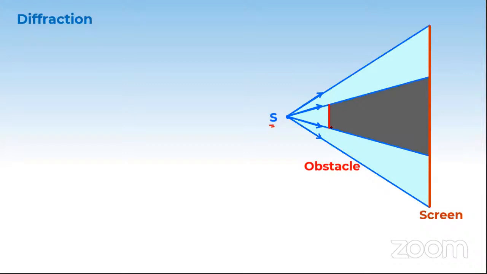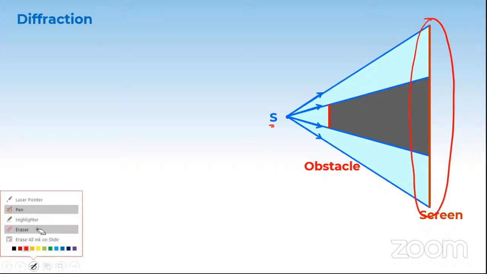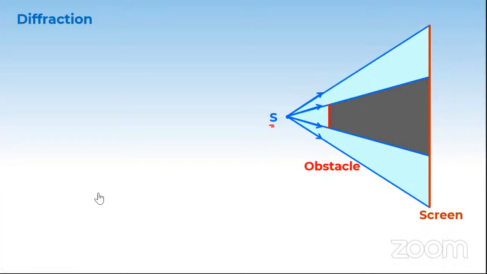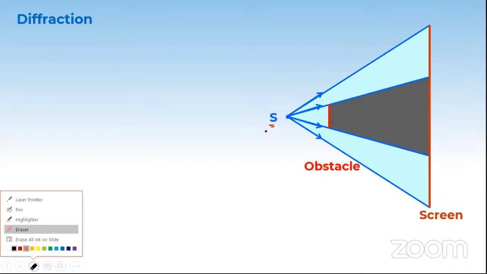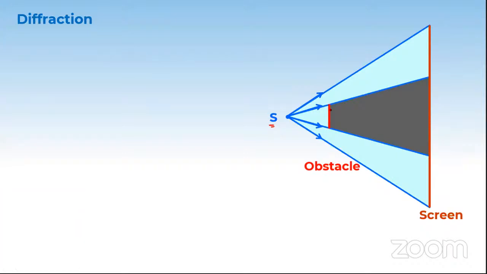If there was no obstacle, the whole screen would be switched on, right? But here I have an obstacle now. So what's going to happen because of this obstacle? Some of the light is blocked, this much amount of light is blocked here, and I'm getting a shadow. From this point to this point, I'm getting a shadow.